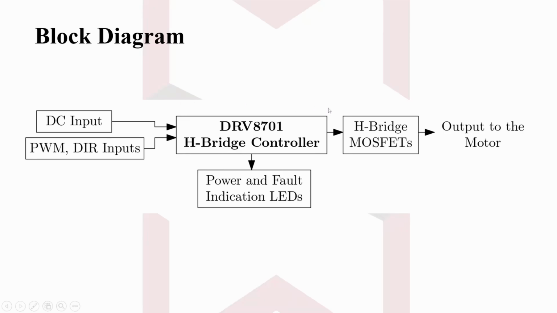Here we are using the DRV8701 H-bridge controller from Texas Instruments, which is used to drive the H-bridge MOSFETs, and this whole design is used to drive the DC motor with respect to the PWM and direction inputs, and we have power and fault indication LEDs on the board.